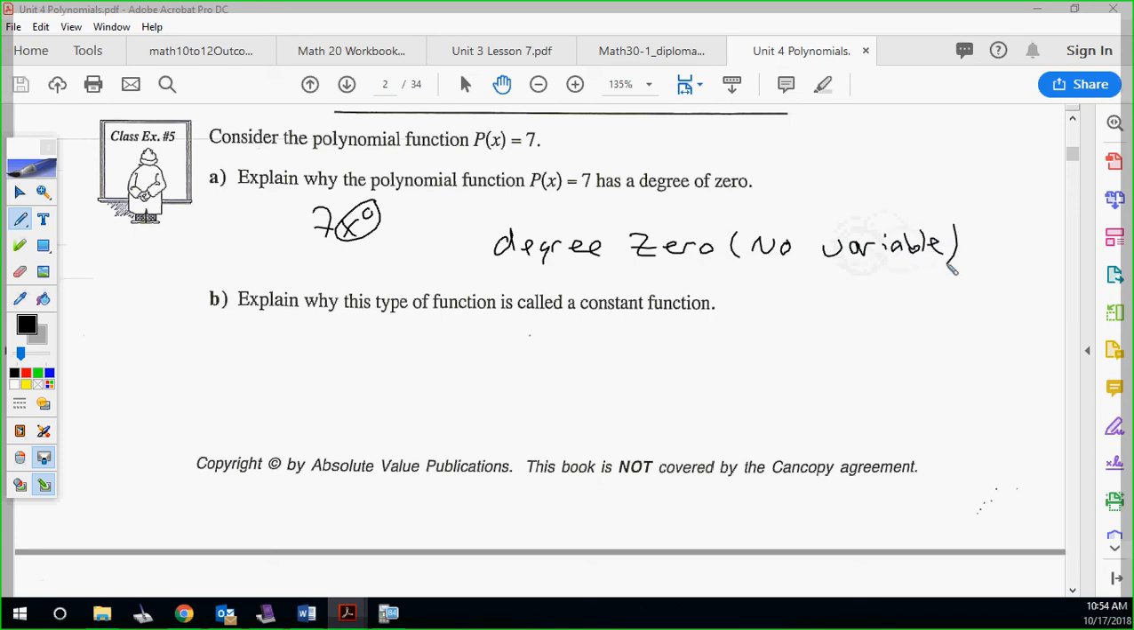Okay. Explain why this type of function is called a constant function. Like, what's the word constant mean? Yeah, always, doesn't change. So that line is always 7, right? There's no change or up or down or slope. So it's just constant. The word you guys said was always, doesn't change. From 7. Okay.